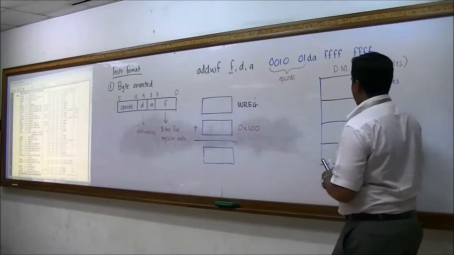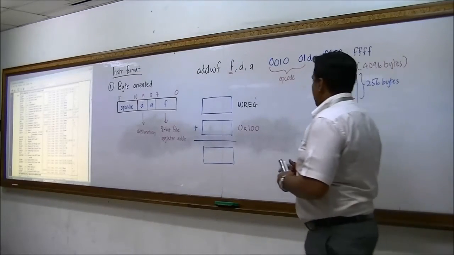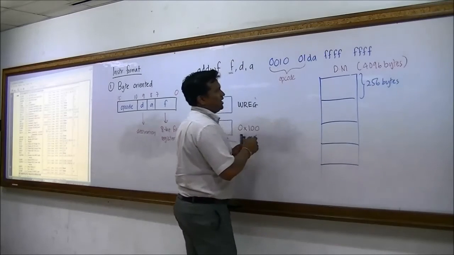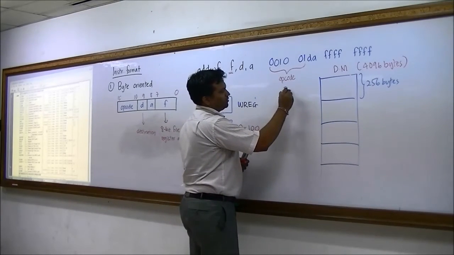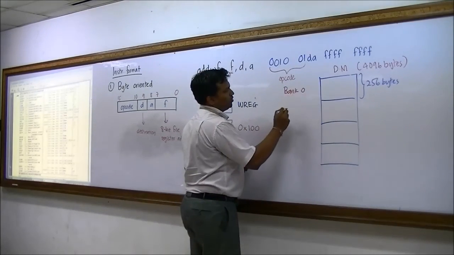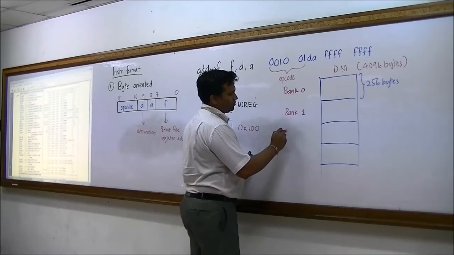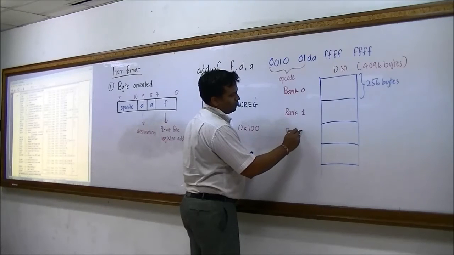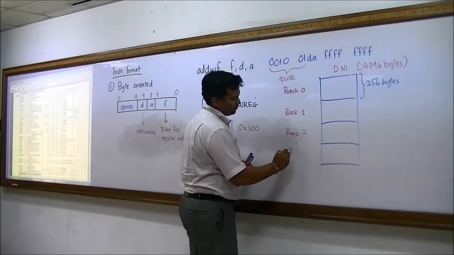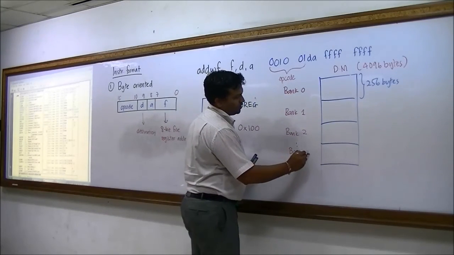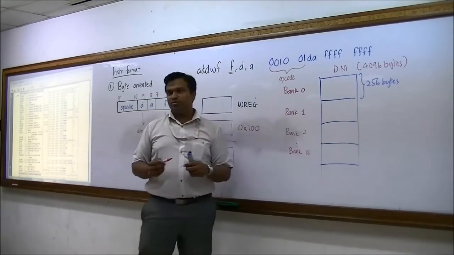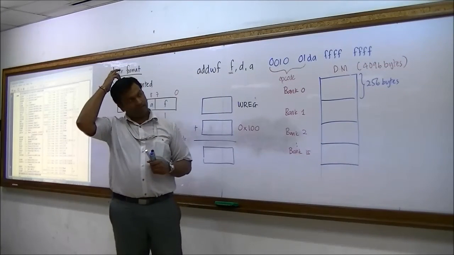Each one of these is 256, 256, 256, 256, and each segment is known as a bank. So this is bank 0, bank 1, bank 2, until bank 15, because it starts from 0.